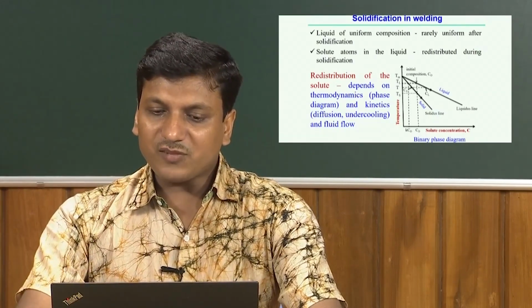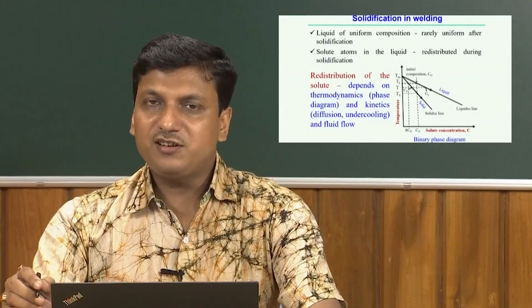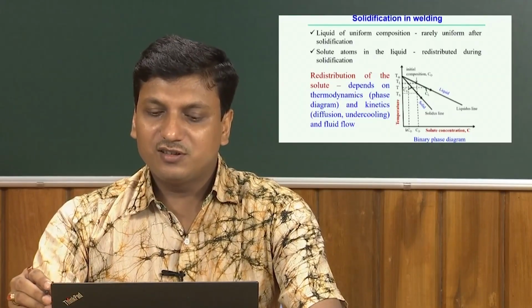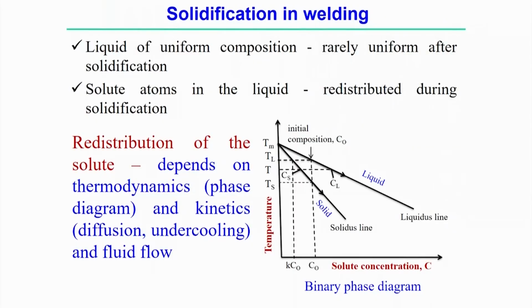If we pick any initial composition of the solute, where the x axis represents the solute concentration and the y axis represents the temperature, and assume the initial solute concentration at this point, C0, then if you draw a vertical line, this point corresponds to the liquidus temperature, and this point corresponds to the solidus temperature.